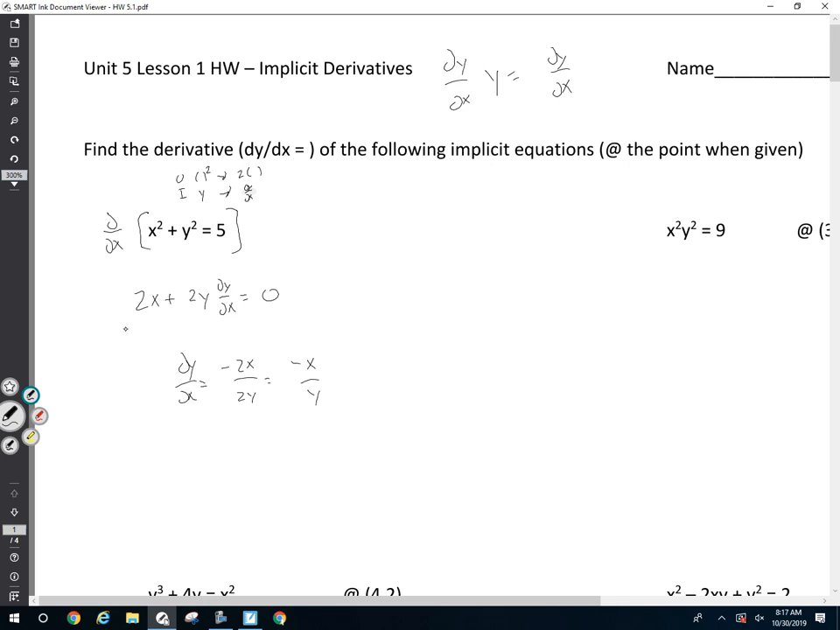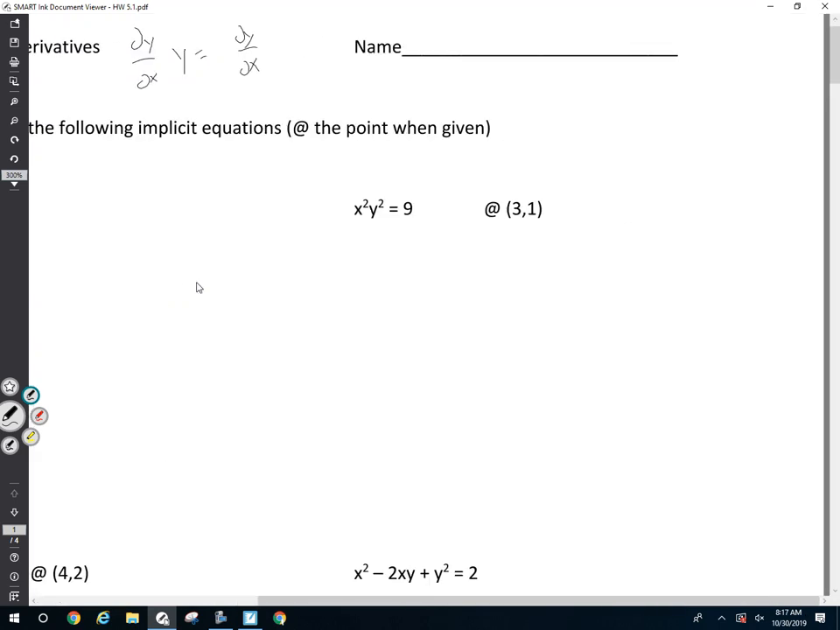Okay, but remember, algebra. So let me just show it for this first one. Algebra. Don't just move 2x. You subtract 2x so that this is 0. You have 2y dy/dx equals negative 2x. You then divide by 2y to give you negative x over y.